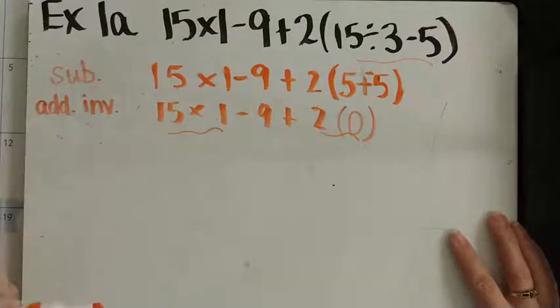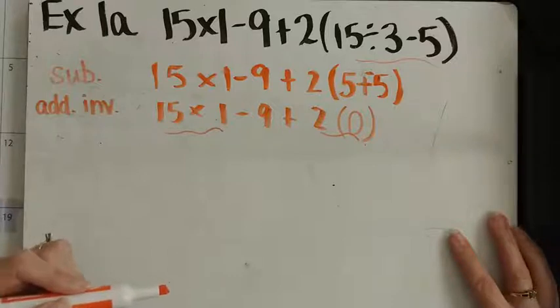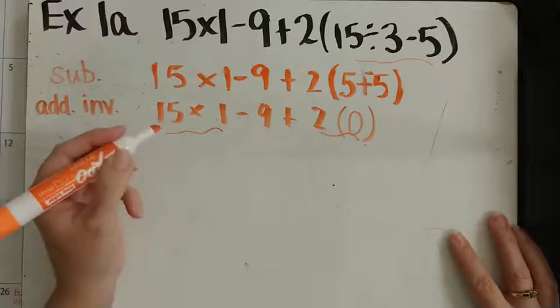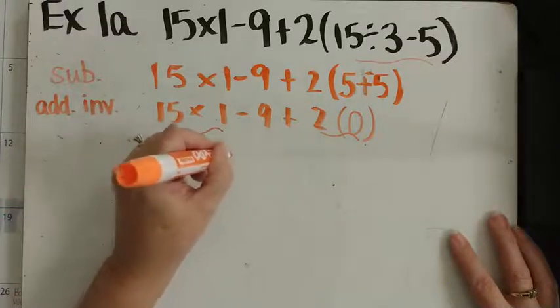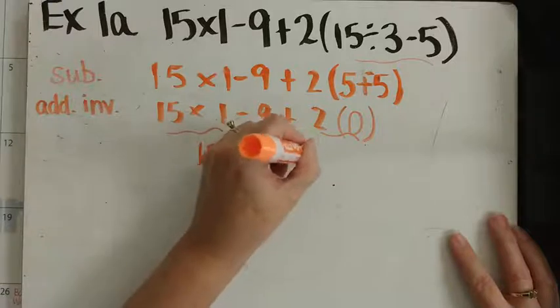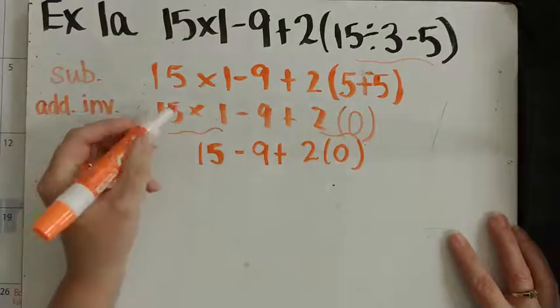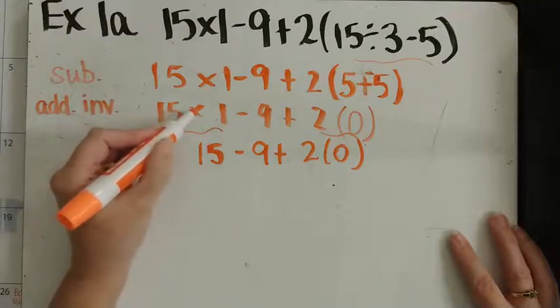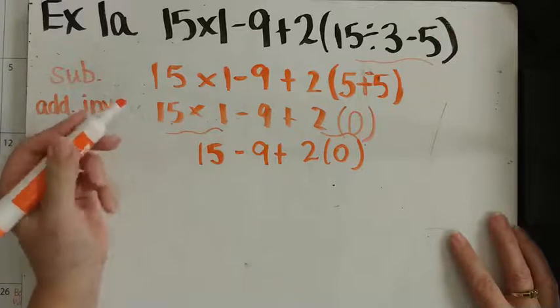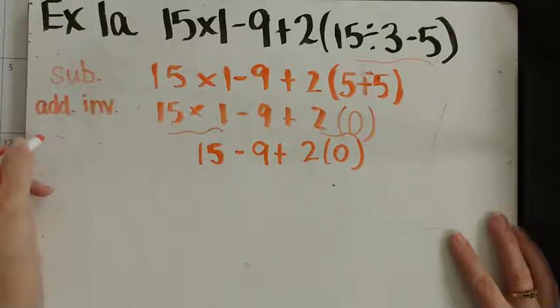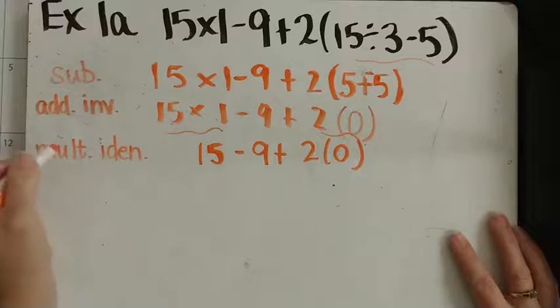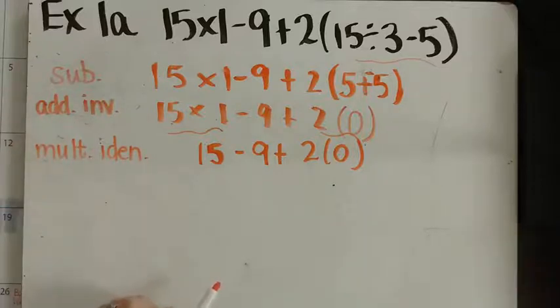When we're listing specific properties of our steps, you need to do one at a time. So let's start over here. 15 times 1 is 15. Bring down the rest of your math problem. Now, we had a property that says when you take a number, multiply by 1, you get that number. And we called that multiplicative identity. We get the identical number. I'll let you use abbreviations for these.